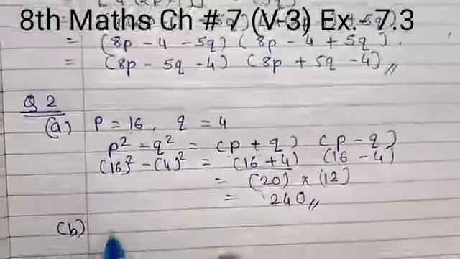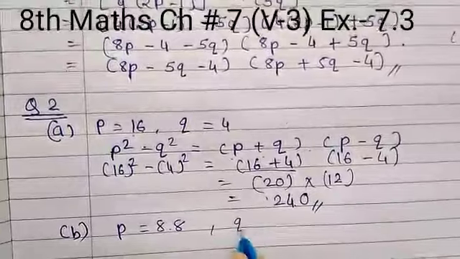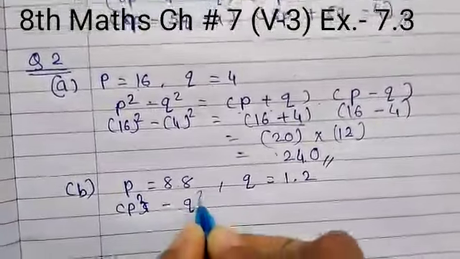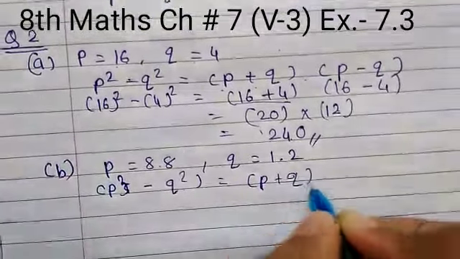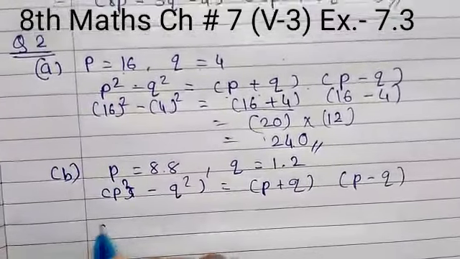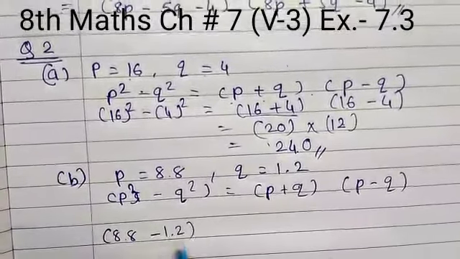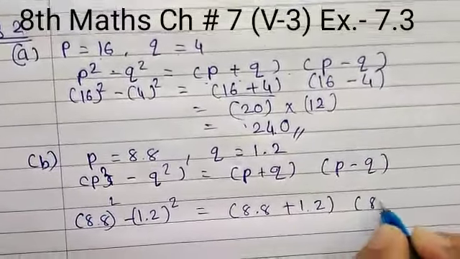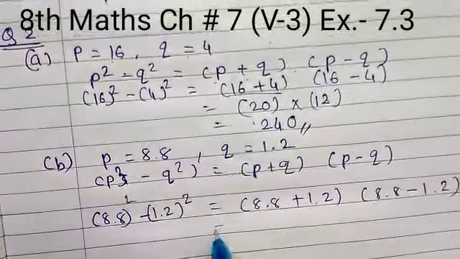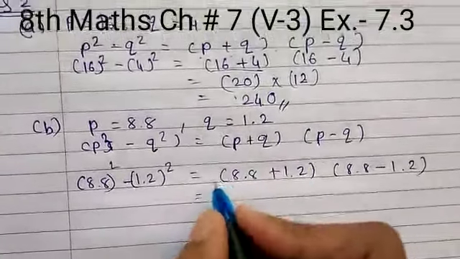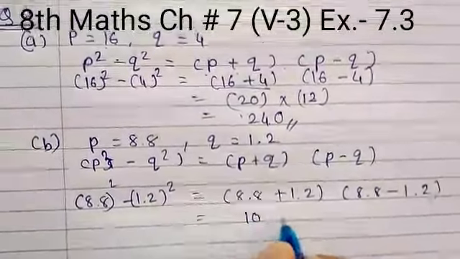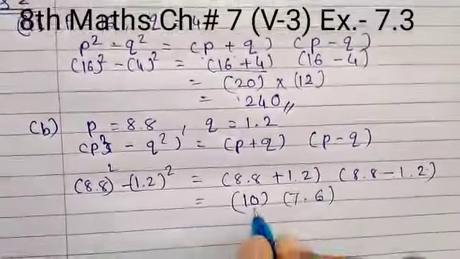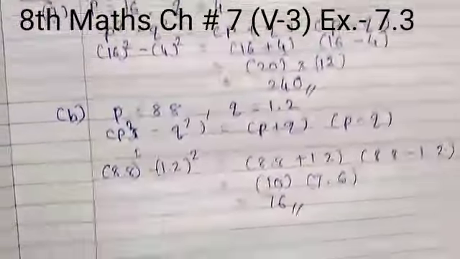Similarly now b. Here p is equal to 8.8 and q is equal to 1.2. So here p² − q² is equal to (p + q)(p − q). So p is given 8.8² − 1.2² is equal to (8.8 + 1.2)(8.8 − 1.2). So 8.8 + 1.2 is equal to what? 10, into 8.8 − 1.2 is equal to 7.6. So 7.6 into 10 is equal to 76. That is our final answer.